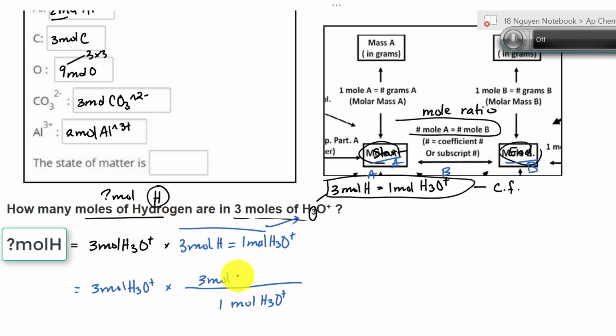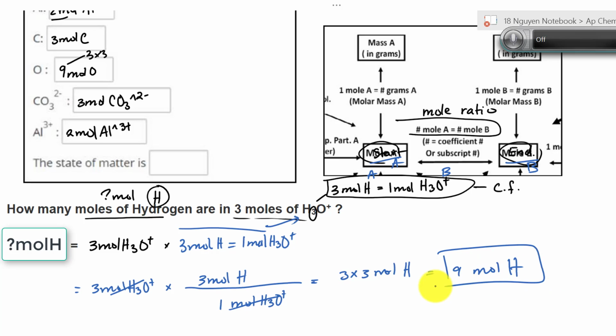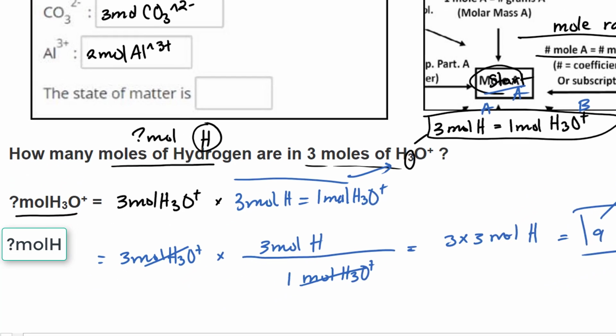So 3 mole of H. And this cancels out. And this gives us 3 times 3 moles of H. 3 times 3 mole of H gives us 9 mole of hydrogen atoms. There you go. And this is the number.